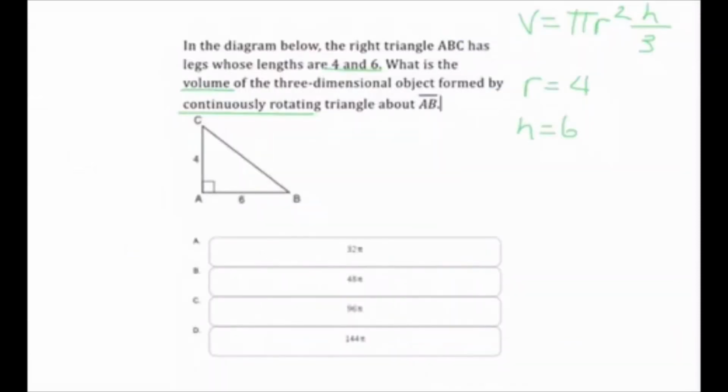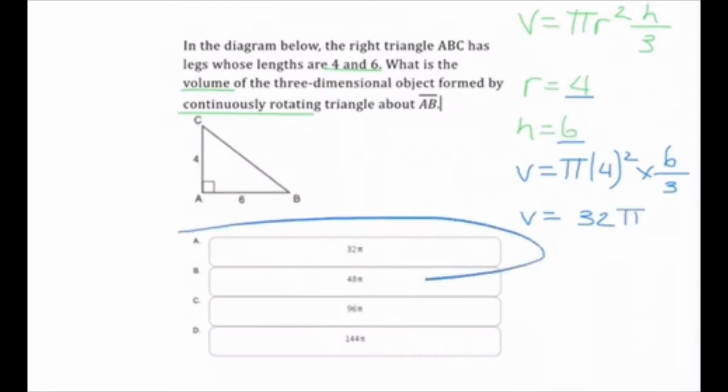Going back to the formula, we are going to substitute the r in the formula with our radius, which is 4, and our h with 6, which is our height. So it's going to be volume equals pi times 4 squared times 6 over 3. Putting this in our calculator will leave us with the answer 32 pi, and it's answer A.